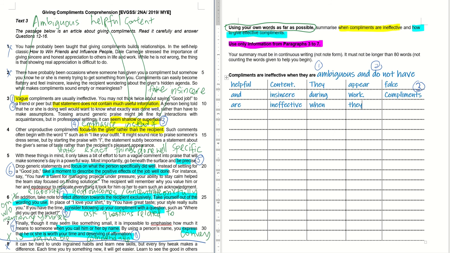My number 4, emphasize instead of, okay, when they emphasize on the giver instead of the recipient. Right, that is my point 4.